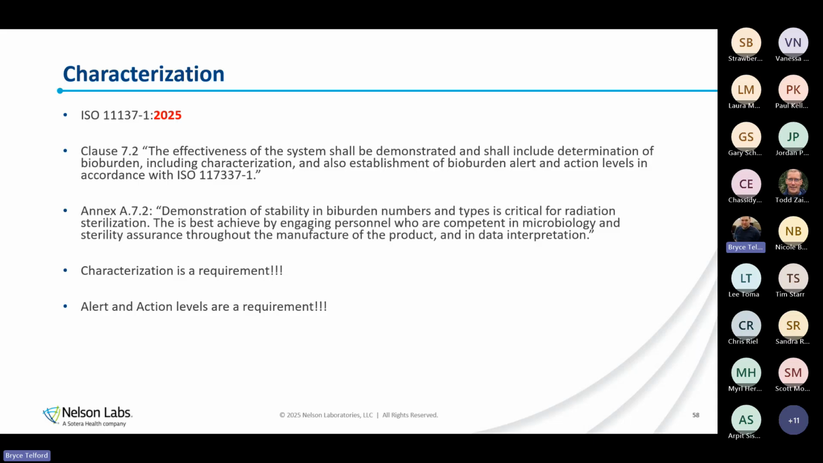If we do have a product that for some reason has more radiation resistant organisms, then chances are that's going to become our master product. But if we have consistent amounts of organisms and consistent types of organisms across a family group, then yes, we can family group them, and that might look more like an equivalent family group. But we do still have that alert and action level. We still do have that characterization, but it's kind of at the family level. Okay, thank you.